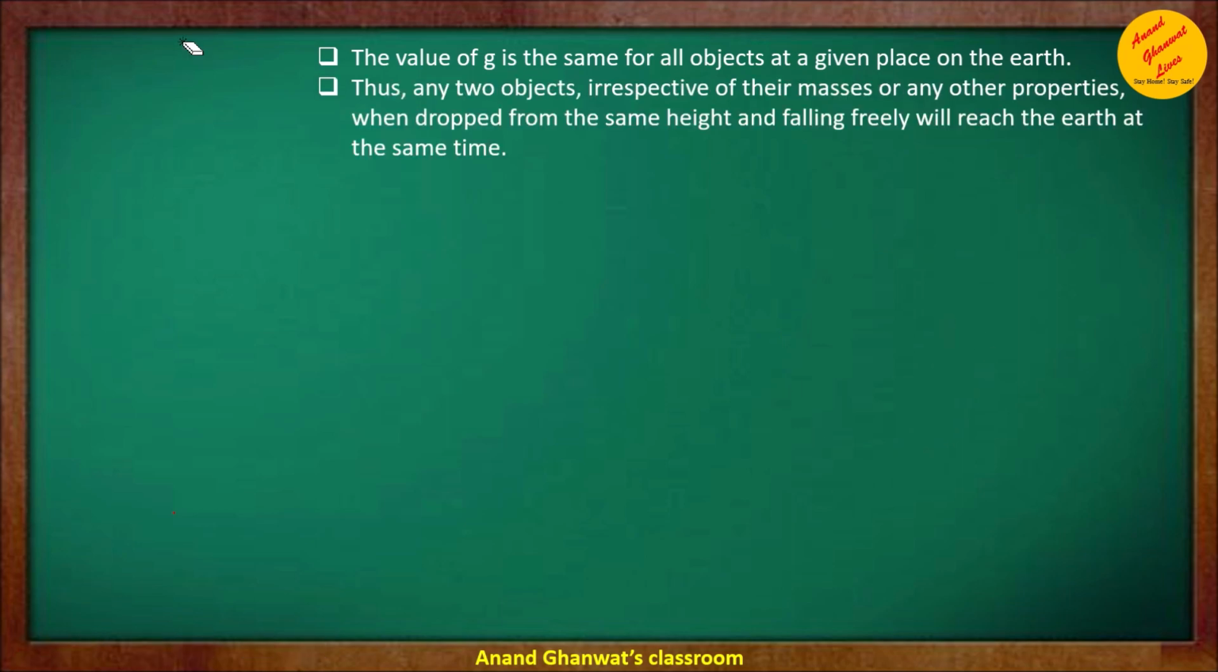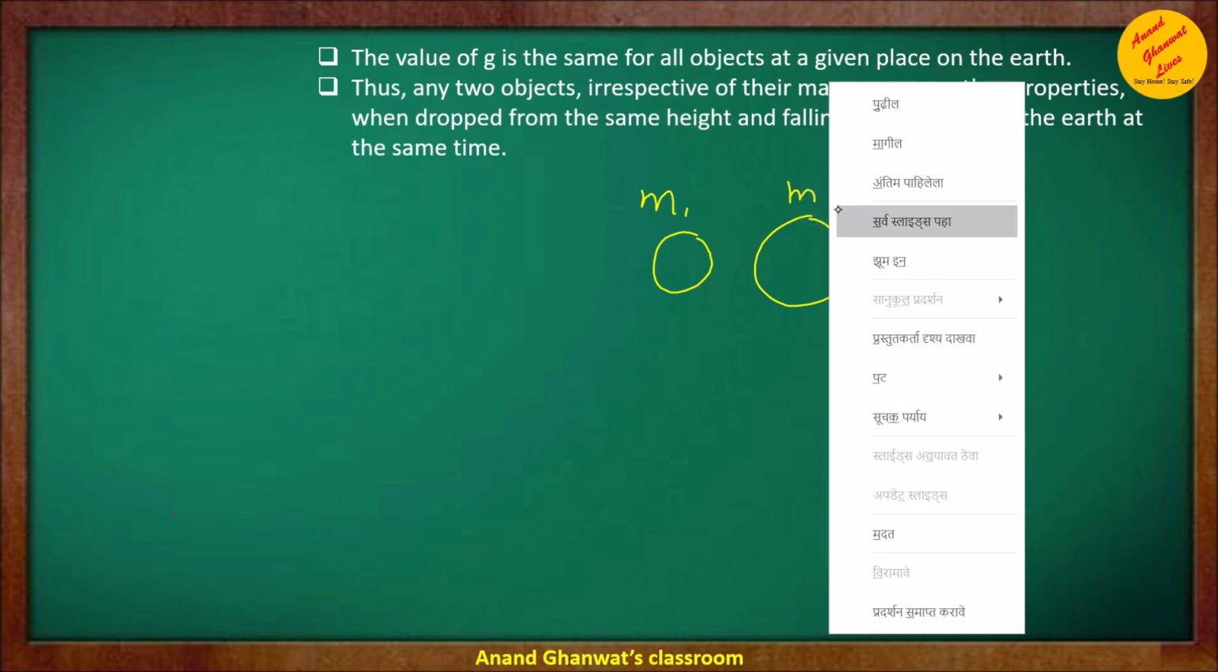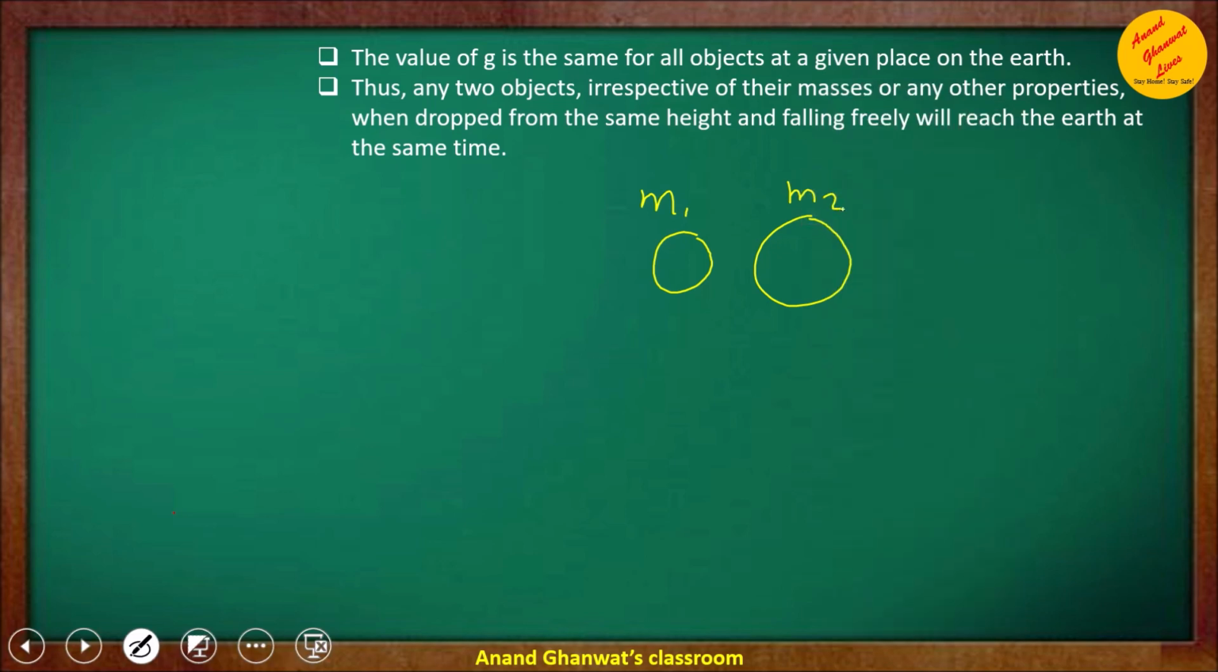Thus any two objects, irrespective of their masses and any other properties, when dropped from the same height, falling freely, will reach the earth at the same time. When two objects are here, they may have different masses m1 and m2. These two objects are at the same height from the earth's surface.